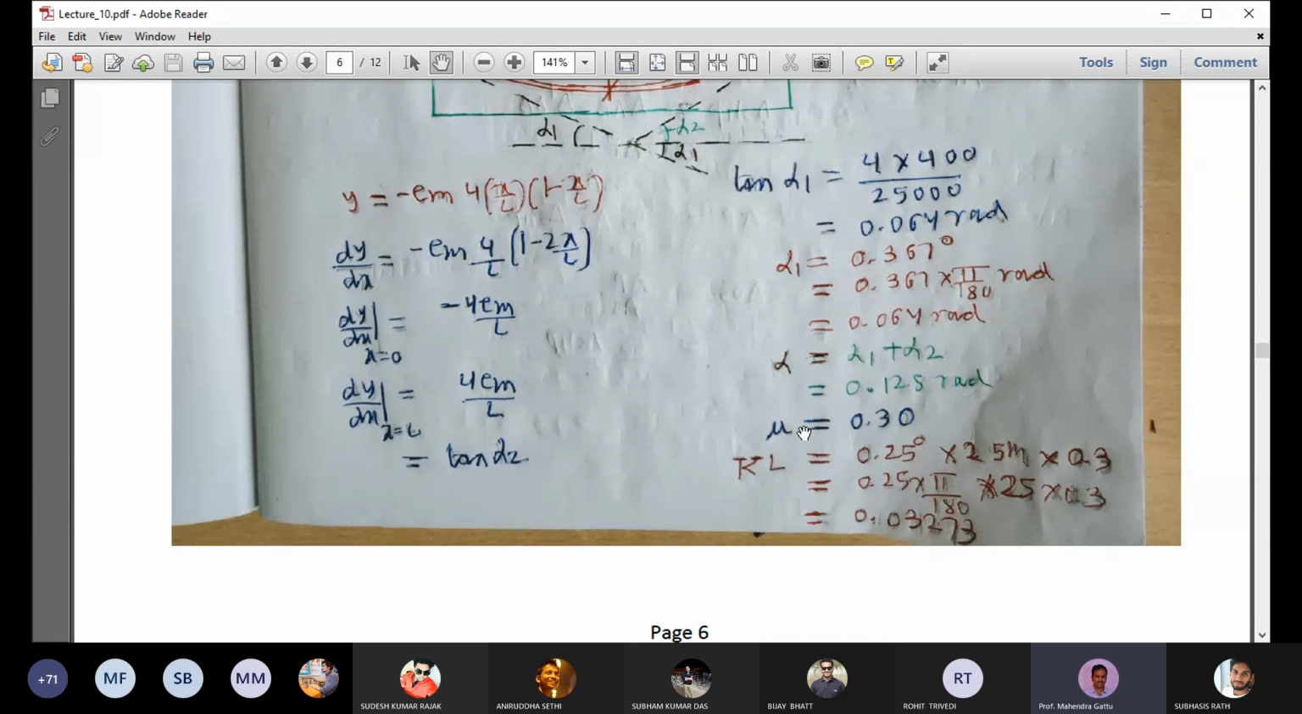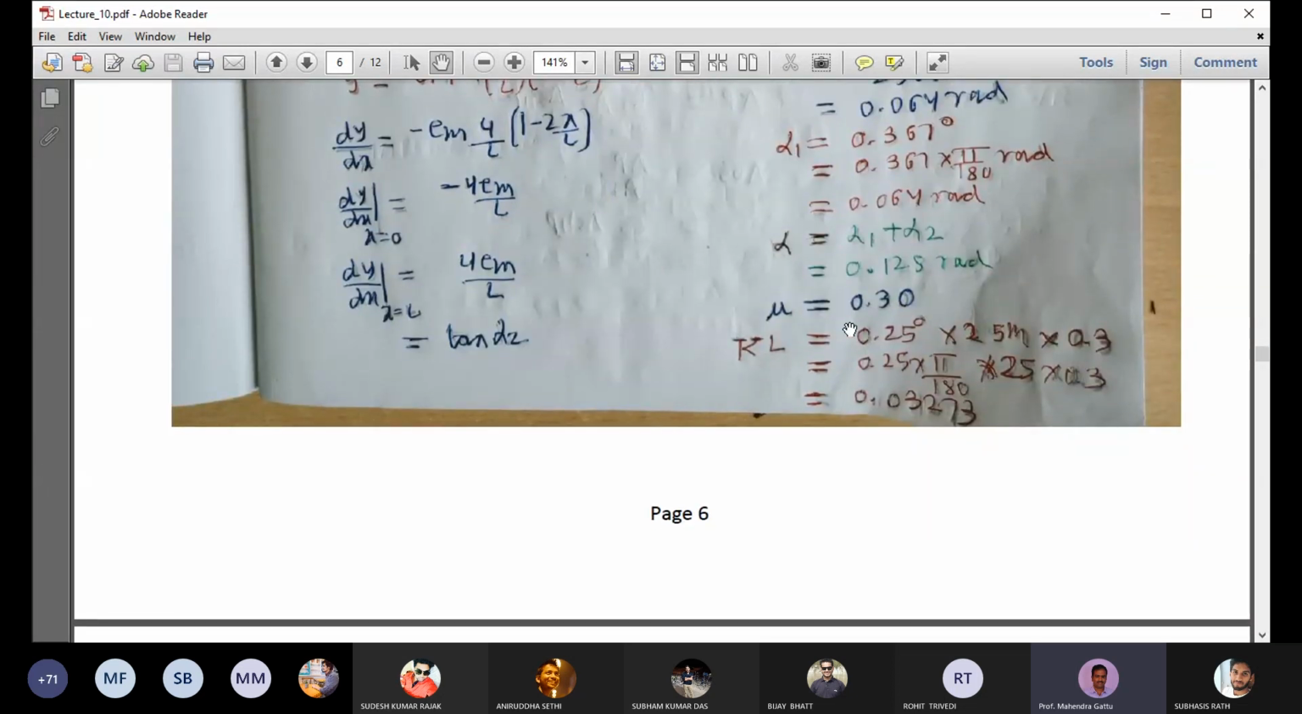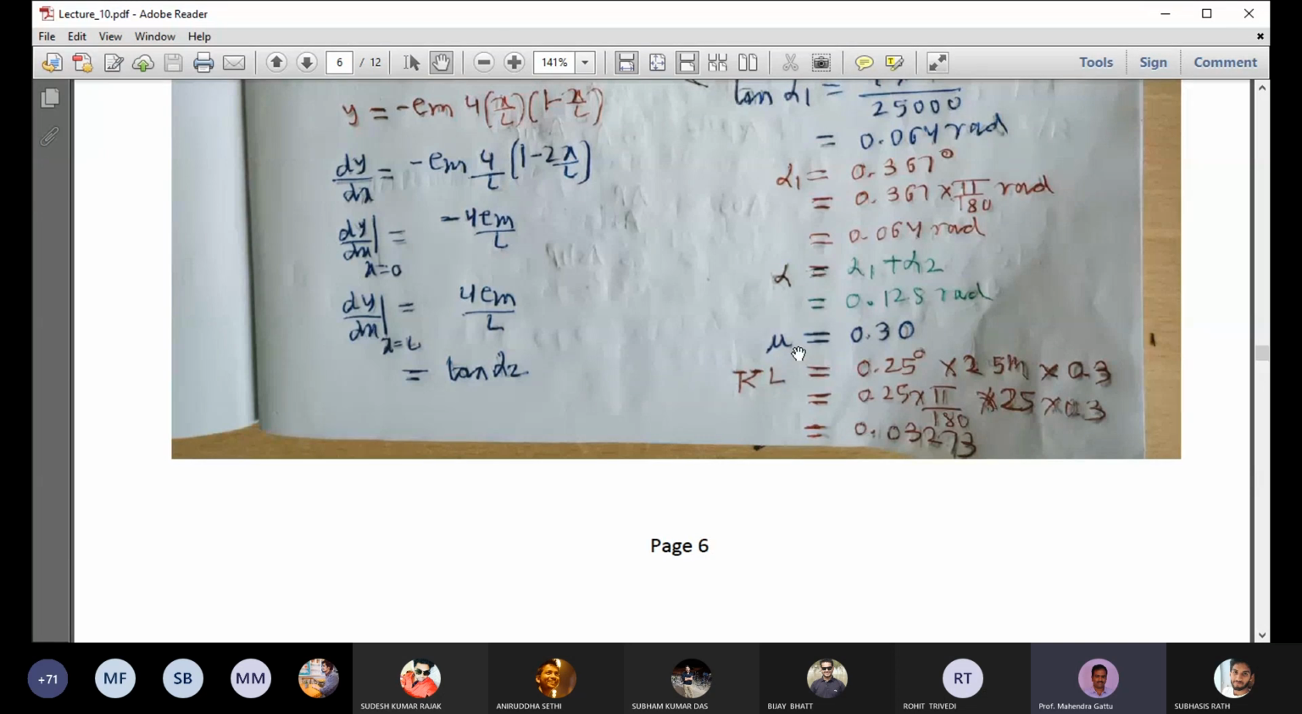So we already have mu, that is 0.30, and we have been given the beta value. So beta is k by mu, so k is beta mu. Okay, so beta is given as 0.25 degree per meter. So the KL value will be 0.25 degree into 25 meters into mu. So the 0.25 degree will be converted into radian. It will be pi by 180, and we get this value for KL as 0.03273. So we know the mu value, the alpha value, and the KL value now.